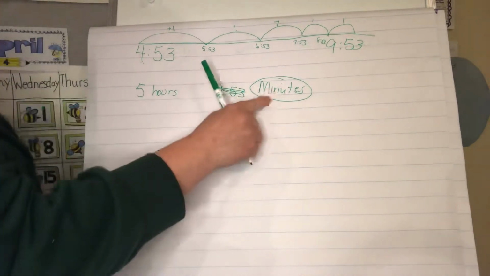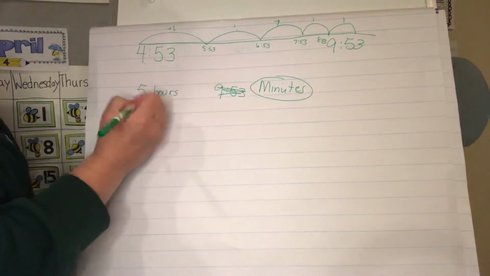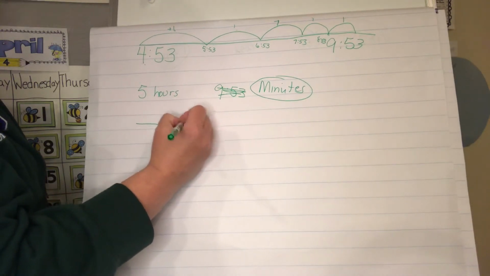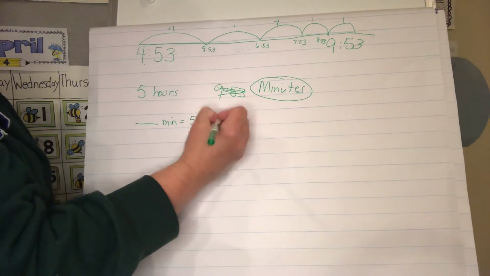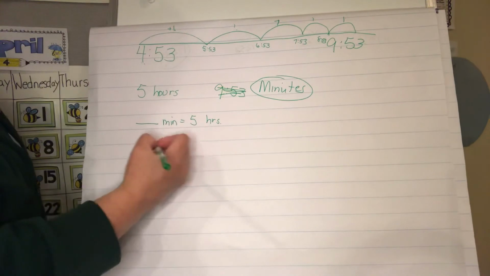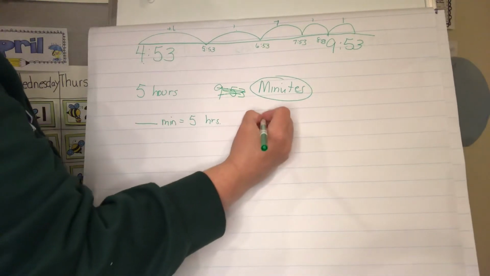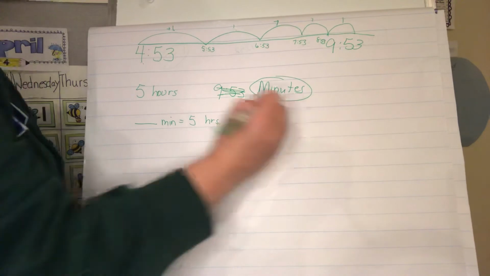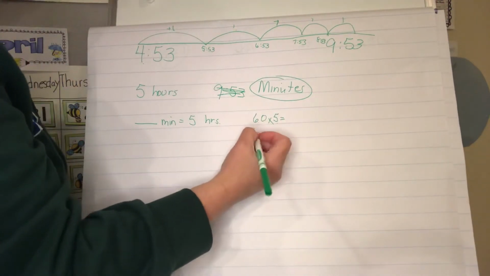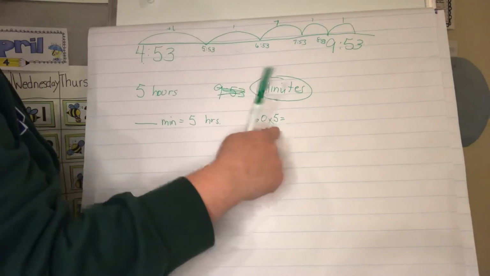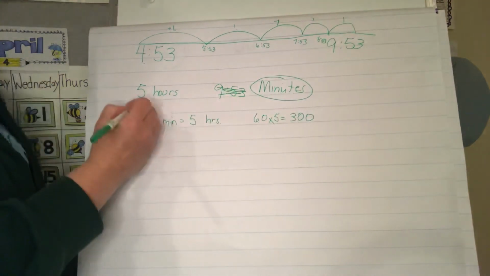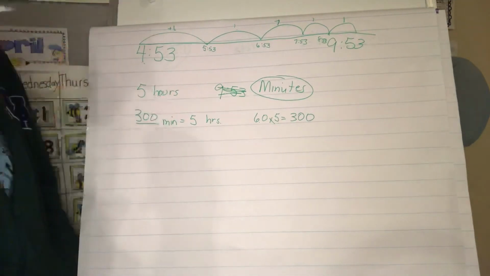No, because my question wants minutes. So now I have to say how many minutes equals 5 hours. How would I calculate that? So I know that 60 minutes is 1 hour, so I need to figure out 60 times 5. 6 ones times 5 ones are 30 ones, so 6 tens times 5 ones are 30 tens. So I have 300 minutes before I go to bed.